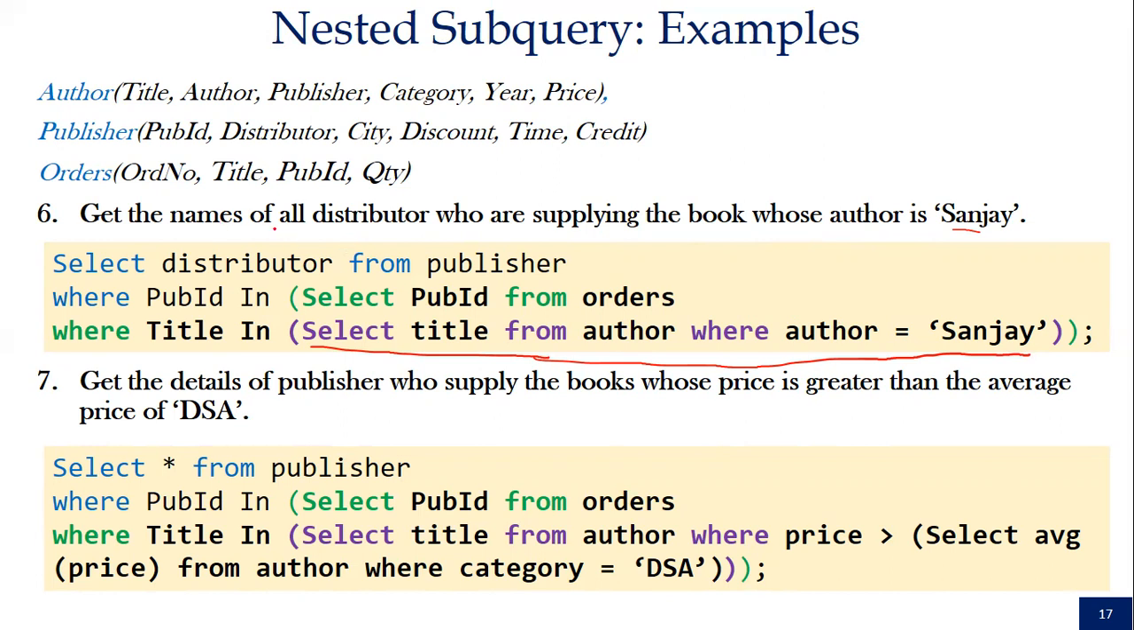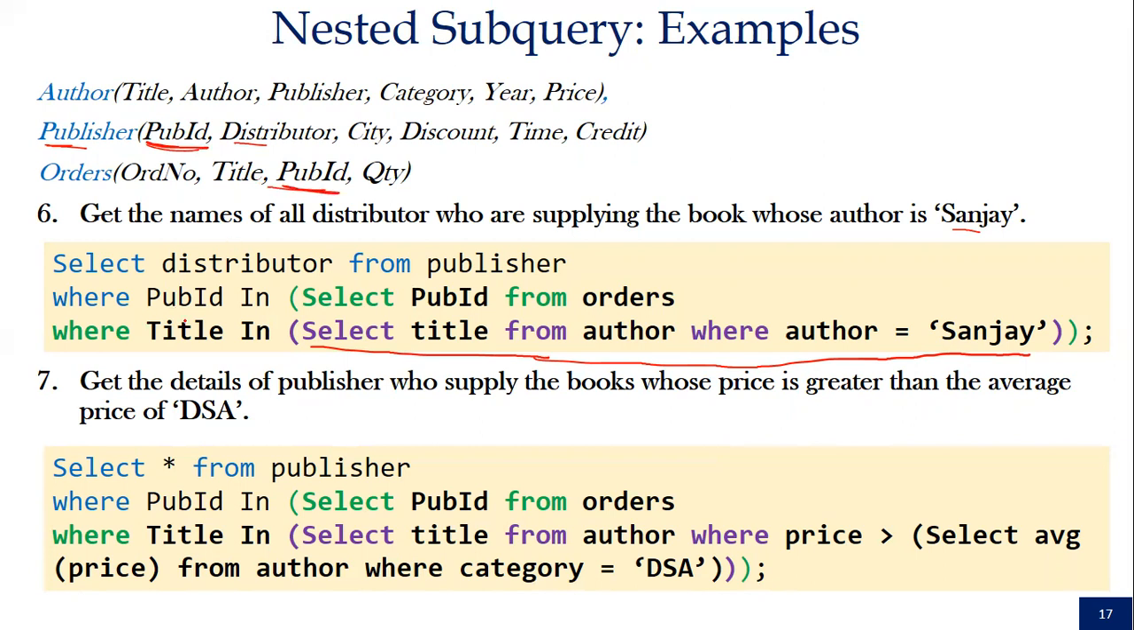Now we have to select the name from the distributor. So you can write just select distributor from publisher. Distributor is given in the publisher table. Whenever we are combining two tables, we have to see the common attributes. Here the common attribute is publisher id, pub id. Based on this we are going to combine.